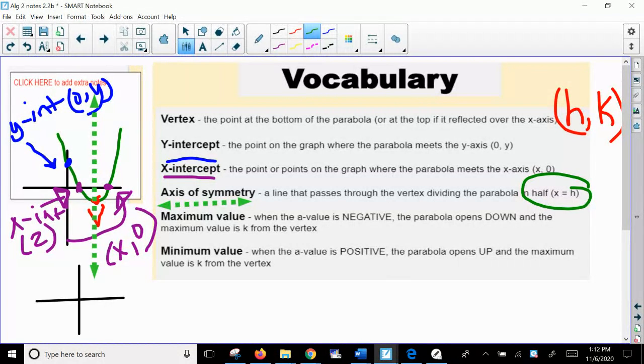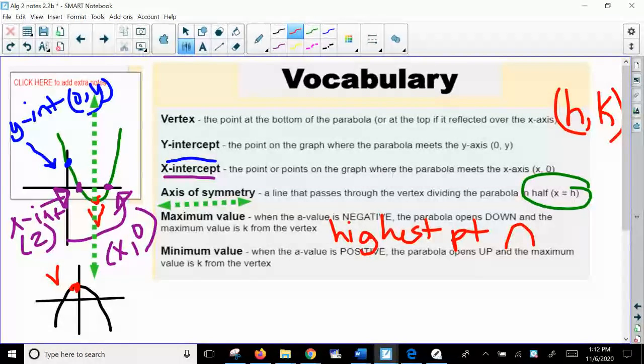Maximum value. So let's say your parabola is upside down. So I'm going to draw this one over here. See how that parabola is upside down? If your parabola is upside down, then the vertex is at the top of the parabola. And the vertex is your highest point of the graph. So maximum value is your highest point, and that's when the parabola is upside down. You will always use the K value to tell what the maximum value is. Remember, K comes from H and K.